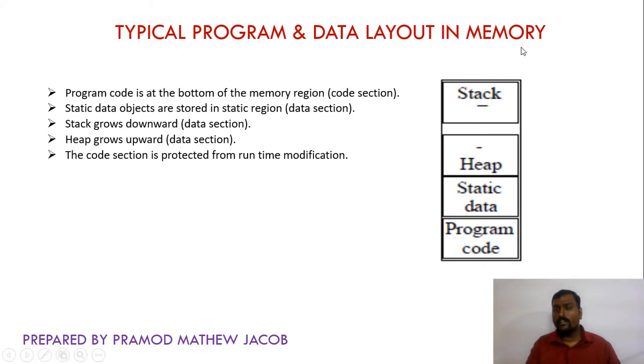Stack grows downward and the heap grows upward. What does this upward and downward growth mean? If the heap is allocated from the location 1000, then the next memory variable will be 1001 and the next will be 1002, like that it will go upward. But if we are storing data in the stack at memory location 1000, then the next variable will be stored in 999 and the next variable will be stored in 998, like that. So the data section will grow downward in a stack and upward in a heap.